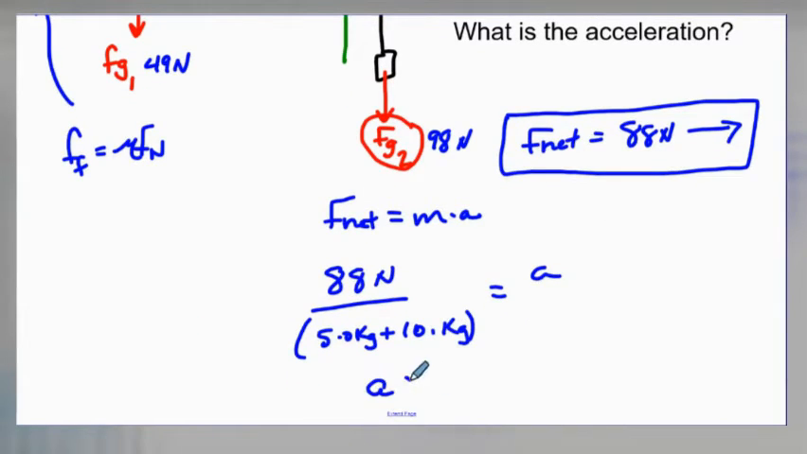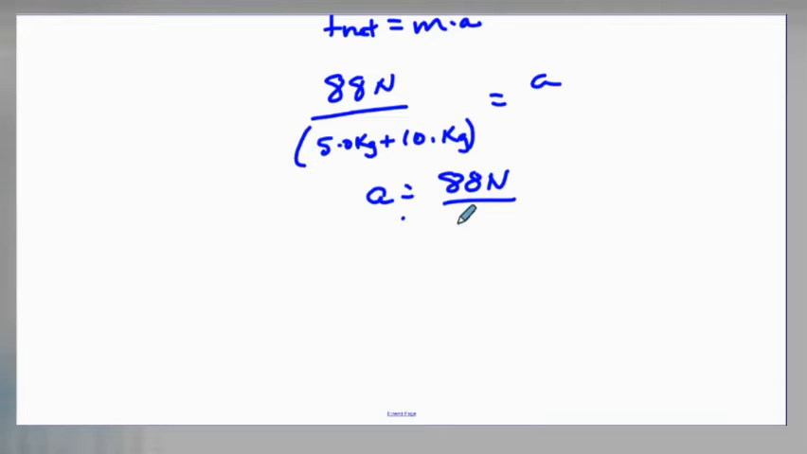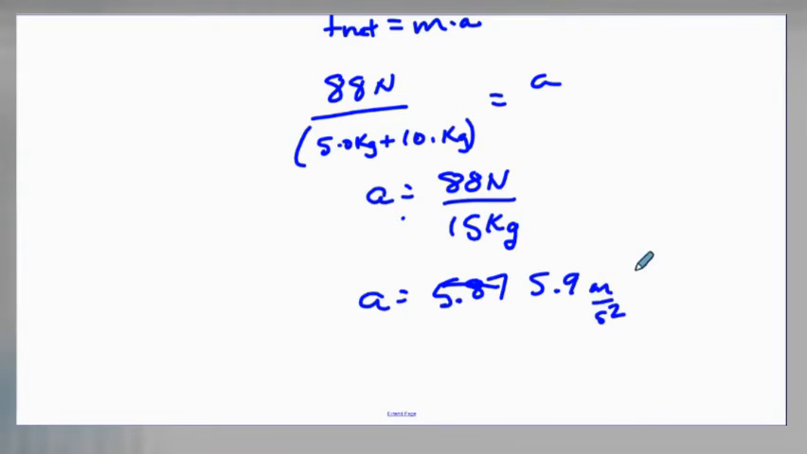So the acceleration will be 88 newtons divided by 15 kilograms. My acceleration for this problem is going to come out to be 5.87. We'll round that off properly: 5.9 meters per second squared in that direction.